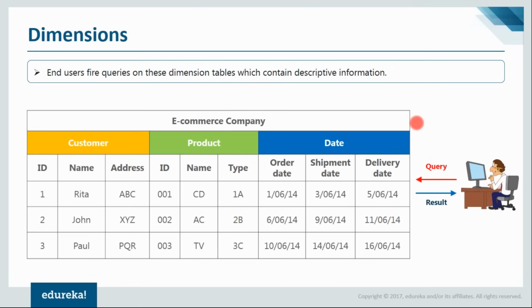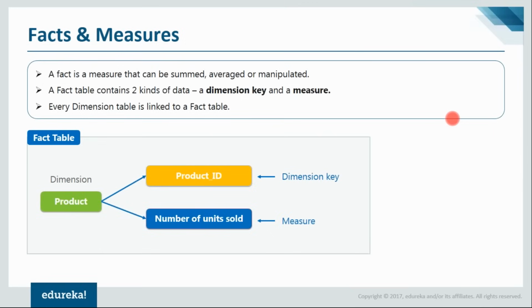Because by the look of this table, you might not be able to get an idea of which dimensions to filter or which dimensions to sort. So you have that kind of doubt, right? So that's where the whole concept of facts comes into the picture, facts and measures. So a fact is something that helps you measure your dimensions. Let's look at the definition first.